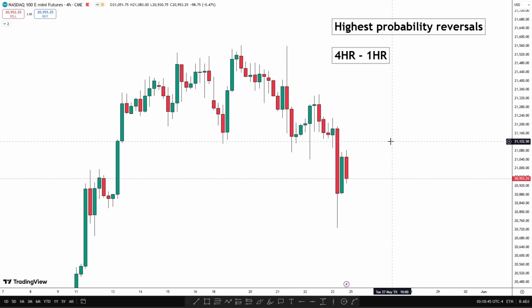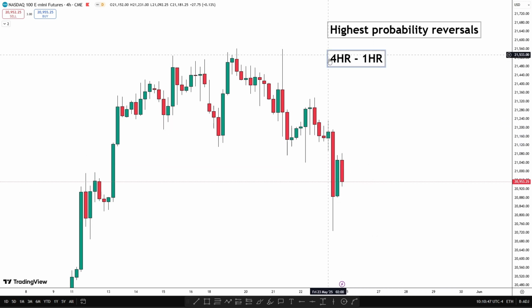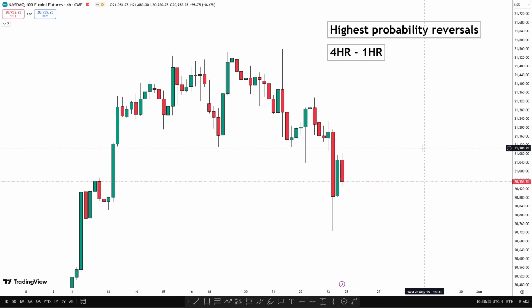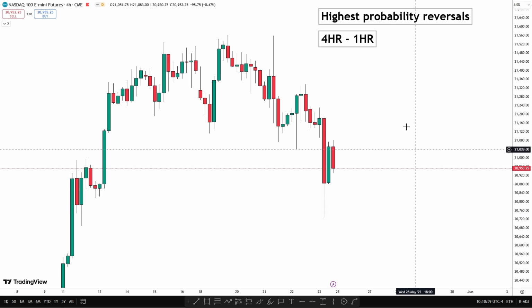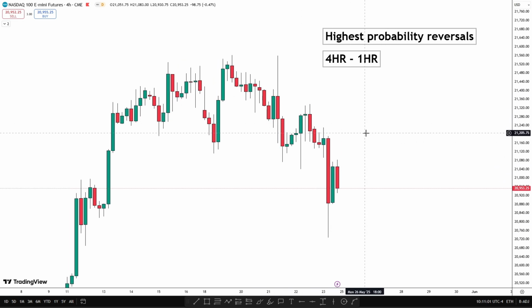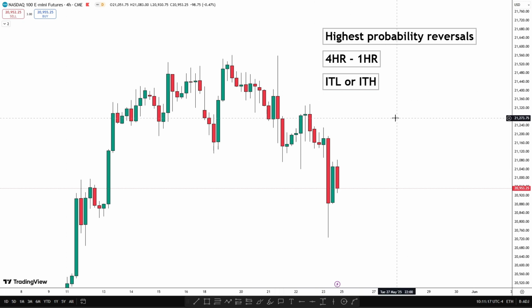So first thing that I look for is the 4 hour time frame or the hourly time frame. The highest probability is the 4 hour time frame for how I trade, and from what I've back tested, it has the highest probability for reversals and the fastest reactions. So the first thing that I actually look for is an intermediate term low or high. So if you don't know what an intermediate term low or high is, then I'll just go through it now.